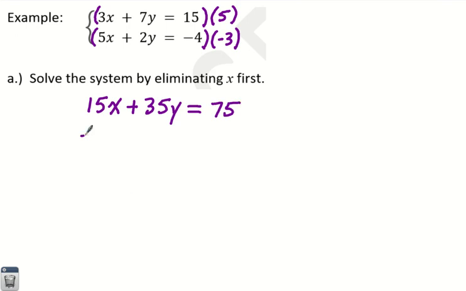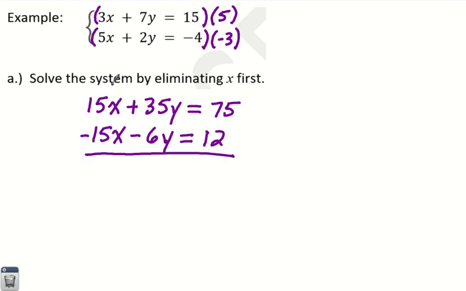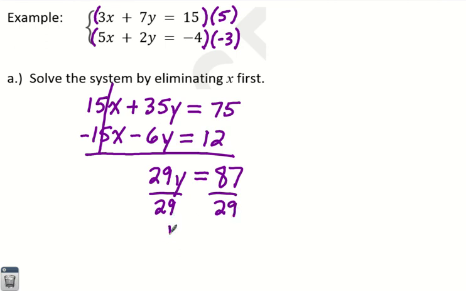And then the second equation becomes negative 15x minus 6y equals positive 12. And so the x's are opposites. They're going to eliminate and cancel. And so I get 29y, positive 35y, negative 6y, and here I get 87. So now that I have a very simple equation that I can solve, I do that, and I get y equals 3.